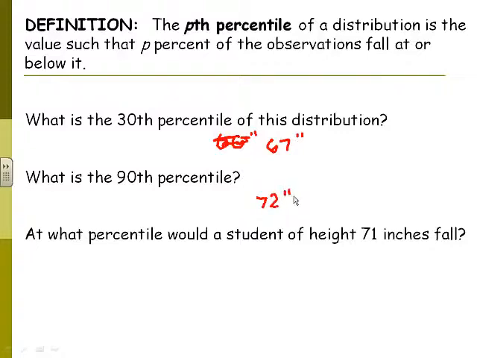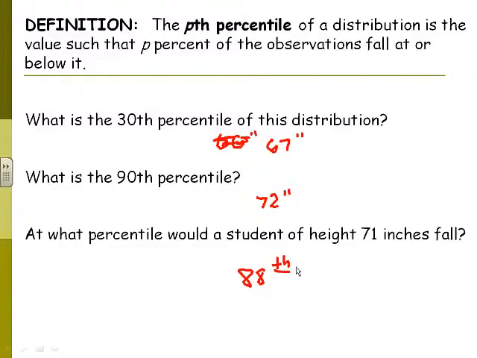Alright, so you would add up until you get to 90. You don't quite get there when you get to the 8, which is at 71, but once you get to the 72, then that puts you over the top to the 94. And what percentile would a student of height 71? So if we go to 71, that would be the 88th percentile.